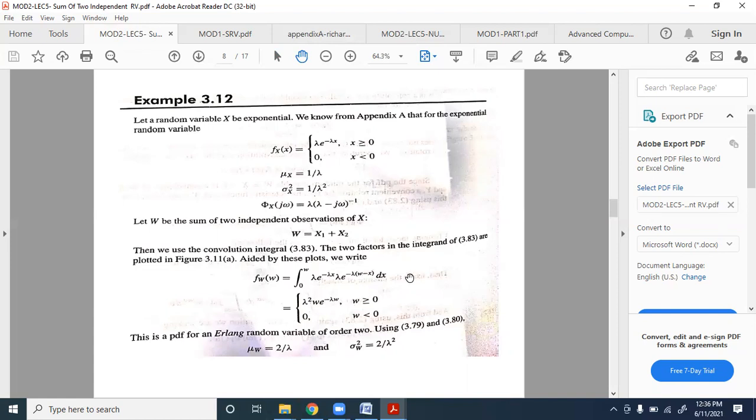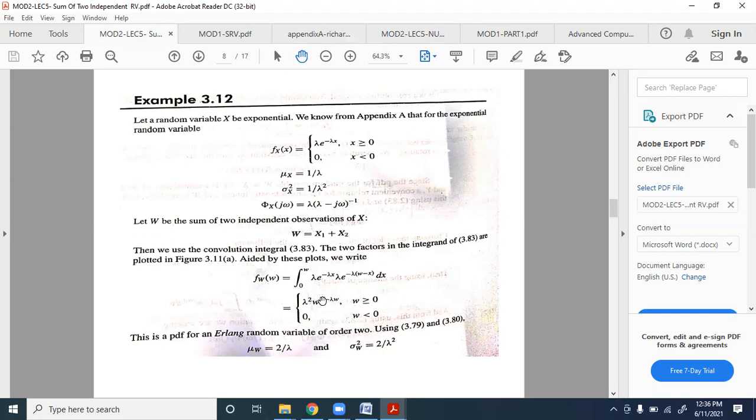If you integrate the dx, you'll get x with limits 0 and w, and that gives us w. So effectively, it will be lambda squared w e to the power of minus lambda w for w greater than 0, and 0 for w less than 0. So that will be the case.